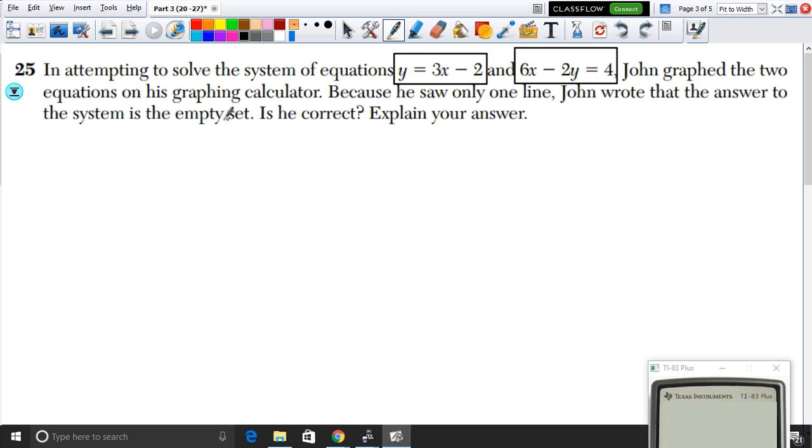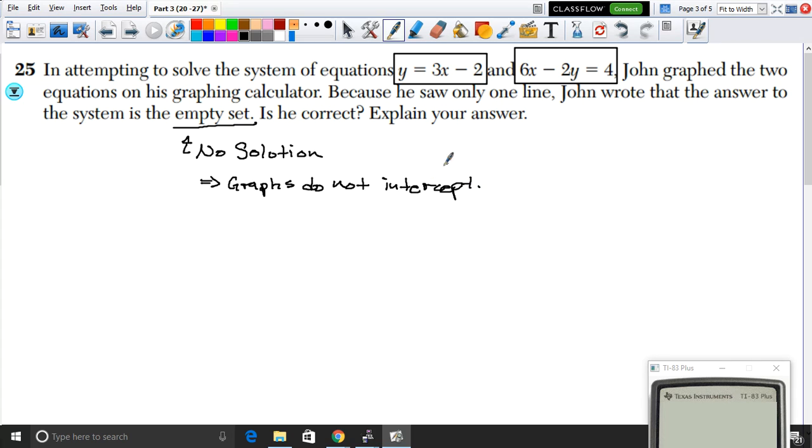What does it mean for you to have an empty set? An empty set means that there is no solution. If you end up saying that your solution is the empty set, that's pretty much saying, hey, I have no solutions. Now, because he's graphing, to have no solutions means that the graphs do not intersect. Because we know that when you have a system of equations and you graph them, the solutions are where the graphs are touching each other or intersecting. All right, well, let's analyze this more shortly.